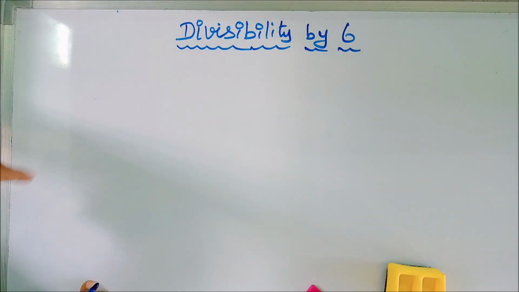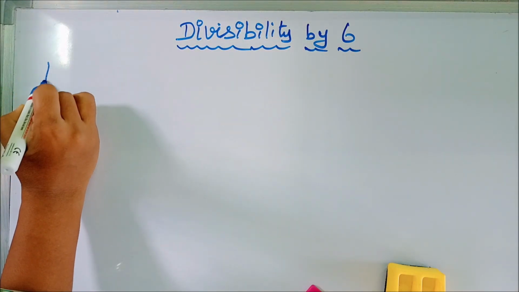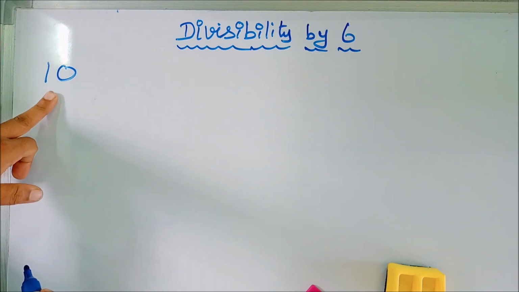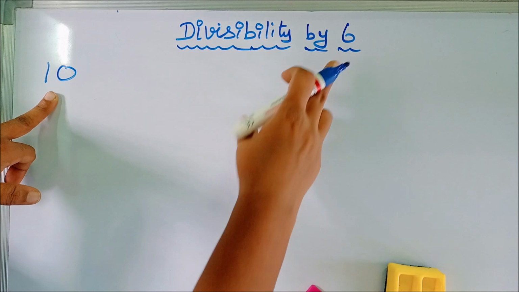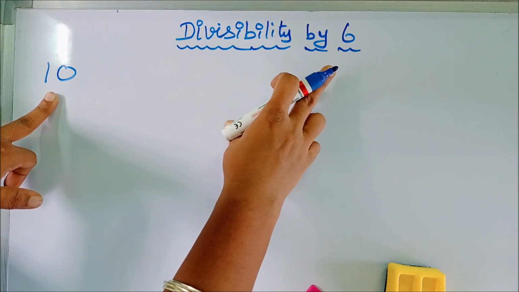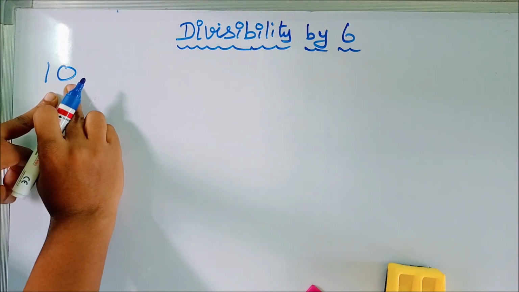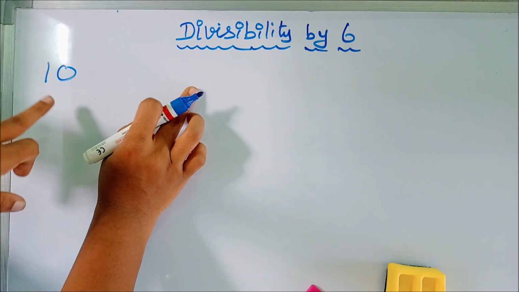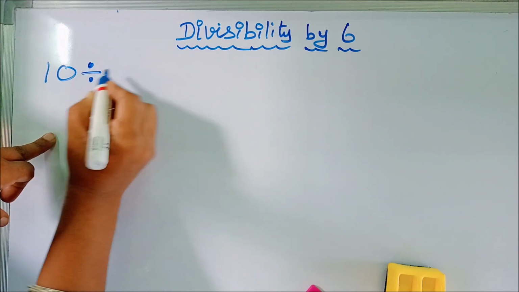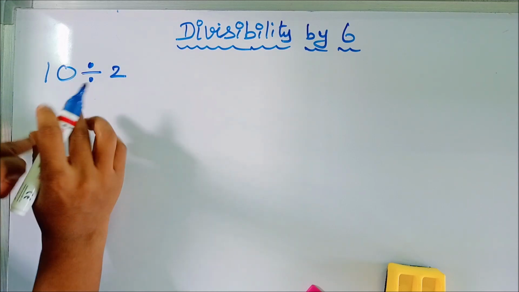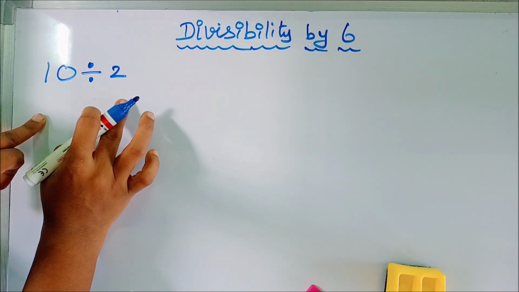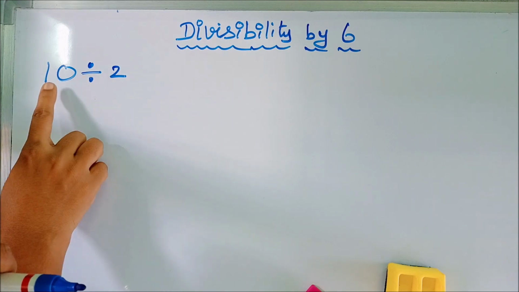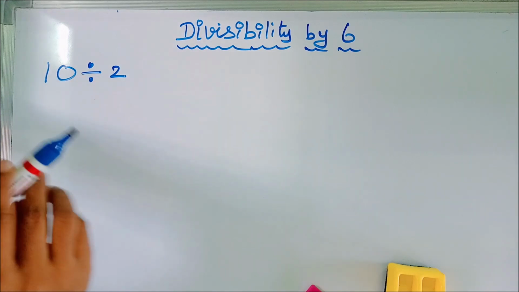Let us see one more example. Now I am taking the number 10. Now we are going to check whether this number is divisible by 6 or not. For that you have to check the number 10 is divisible by 2 and 3 or not. First we are checking the 10 is divisible by 2. Next you have to check the 10 is divisible by 3 or not.